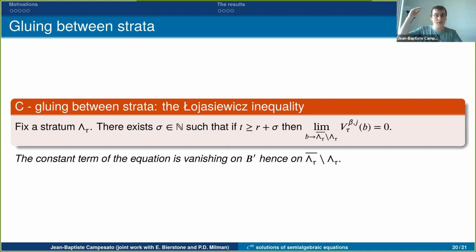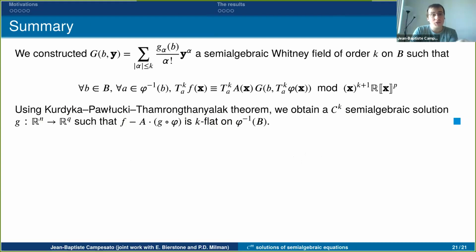So if you start with regularity large enough, then you will be able to extend by 0 the Whitney field we constructed at the boundary of the stratum, and it's going to be okay, since the equation is flat on B prime, so on the boundary of the stratum. So thanks to that, we've just constructed a Whitney field of order k everywhere on B, which satisfies the equation at the level of Taylor polynomial.